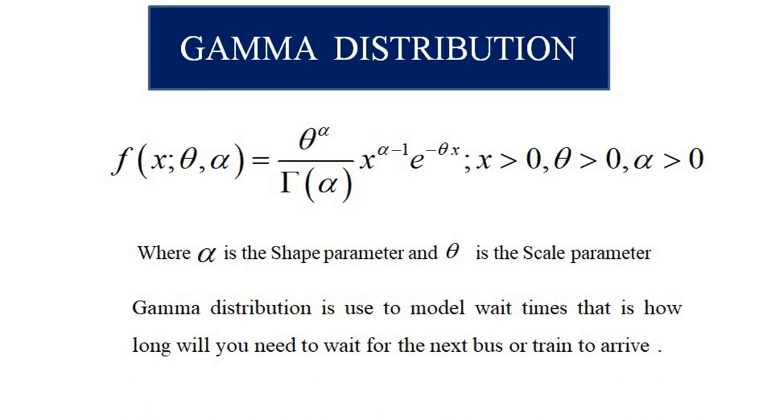Gamma distribution. The gamma distribution is one of the most popularly used lifetime distributions. This is the probability density function of the gamma distribution, where alpha is the shape parameter and theta is the scale parameter. The gamma distribution is used to model wait times. That is, how long will you need to wait for the next bus or train to arrive?